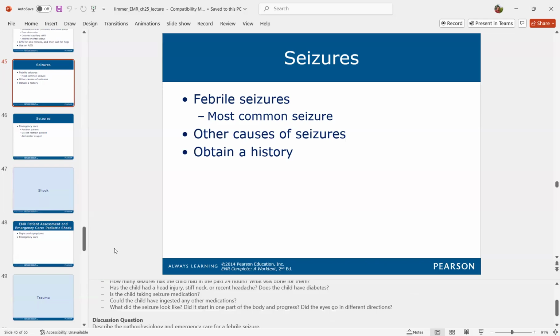I would ask them how long it lasted. If it's over by the time we get there, ask when it started, so you can figure out how long it was. Are they having one right after the other? So those are questions we can ask, as with an adult, except in kids it could be caused by a spike in temperature, which is a febrile seizure.